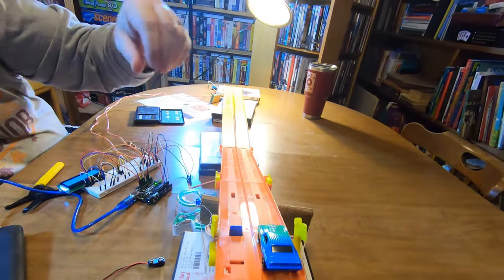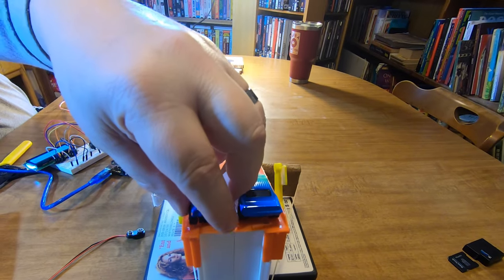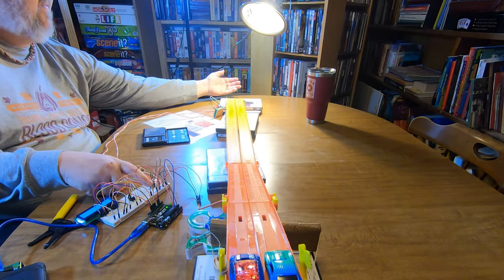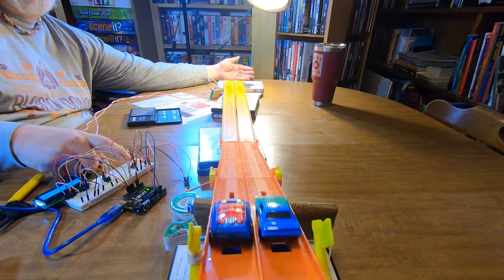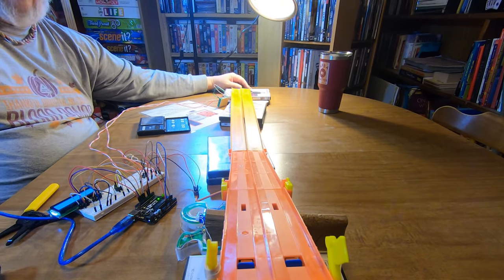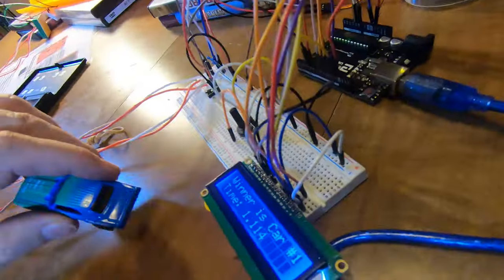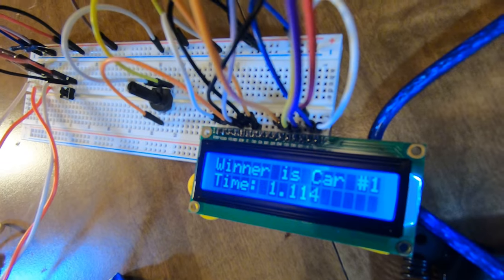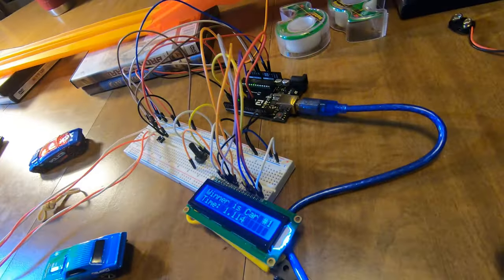Okay, so the Capo Camaro, I don't know how straight that is. And then the Rogue Hog. Okay. So car one, the Capo Camaro won in 1.14114. I don't know the time for the other one, but it lost.